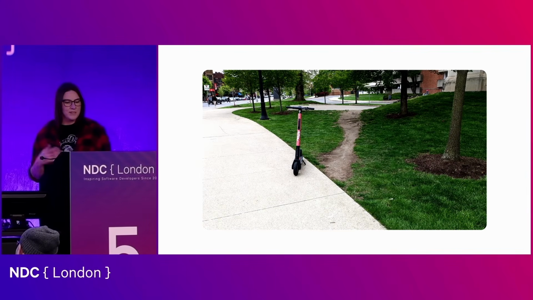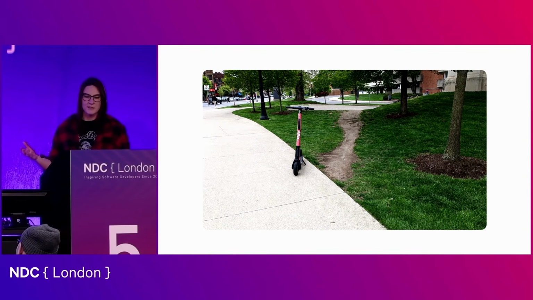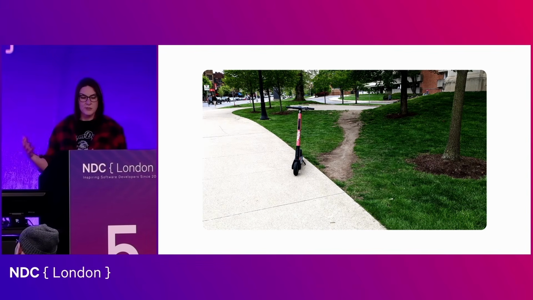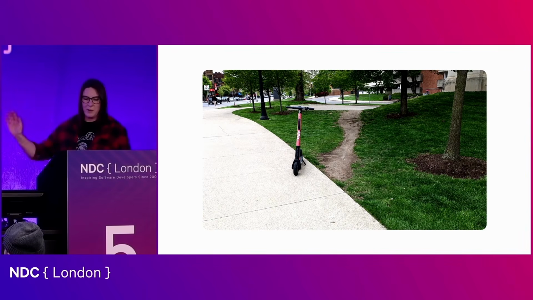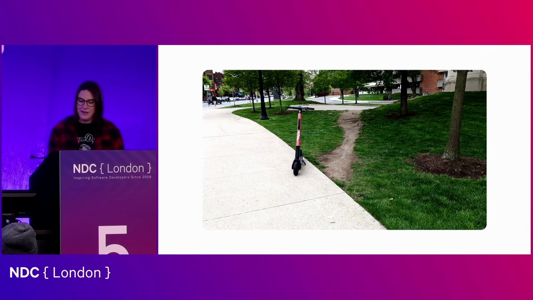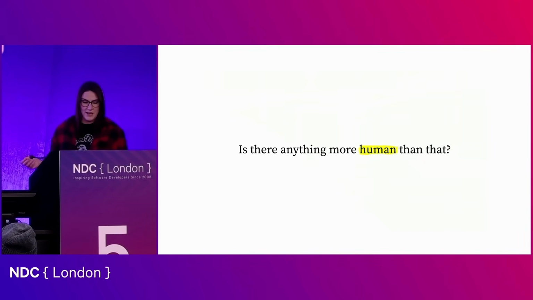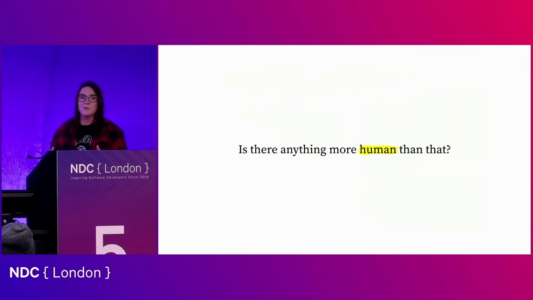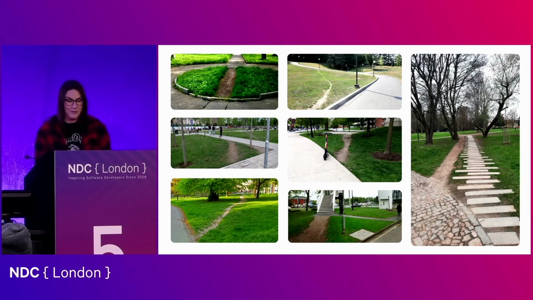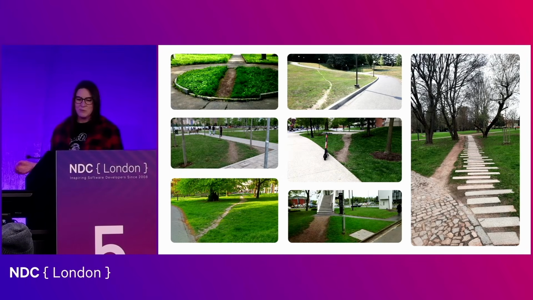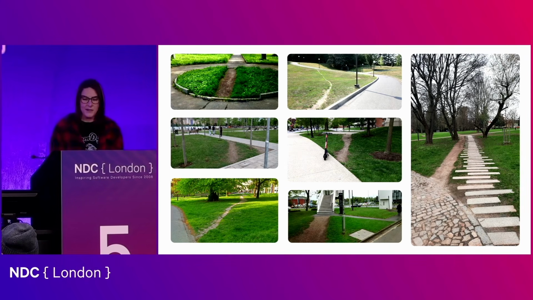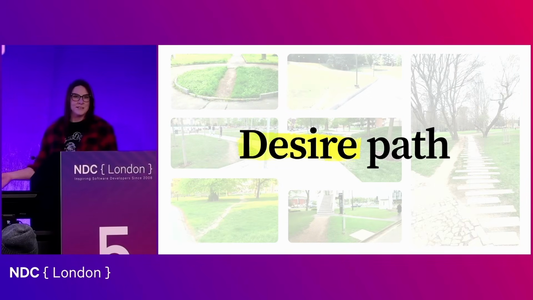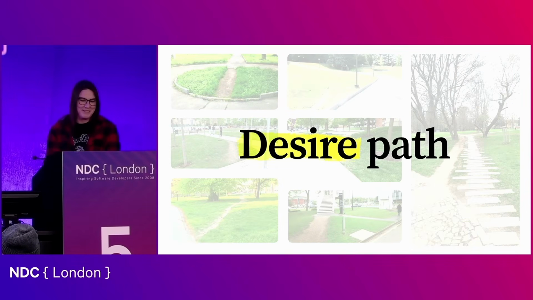This image shows that the path designed isn't the way that users prefer to travel. It's a wonderful visual representation here with a secondary path created across the grass. And it makes me think, is there any behavior more human than that? Well, it turns out, no. This is a very deep-rooted human behavior that crops up in urban areas all over the world. And it's so common that it has a name. It's called a desire path, which is beautiful, I think.